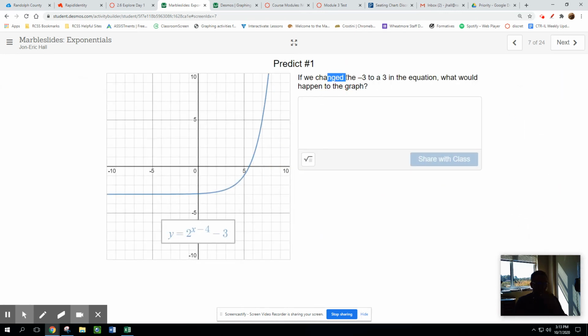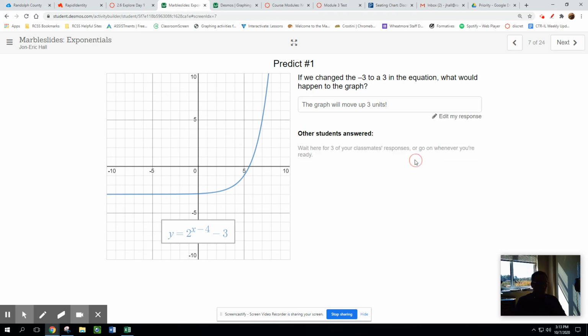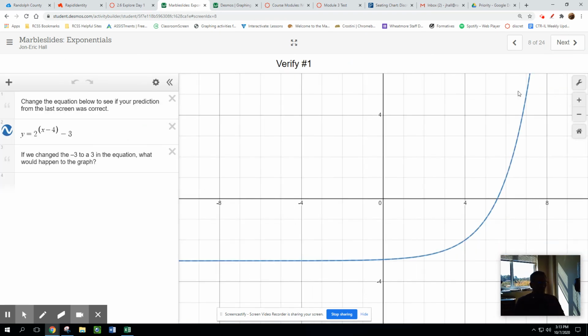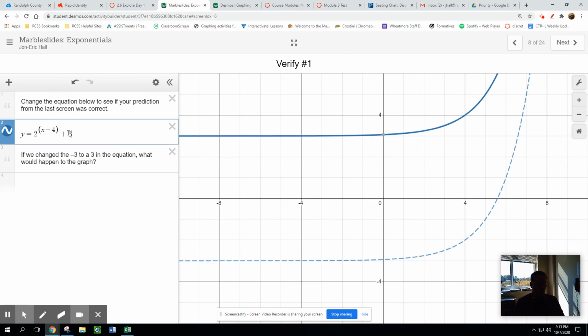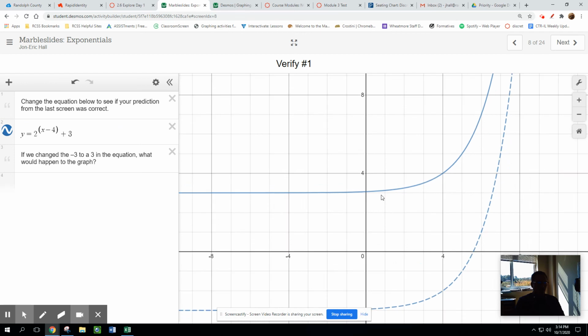If we change, and then we get to the predictions. So if we change the -3 to a 3 in the equation, what would happen to the graph? So if I change that -3 to 3, we're adding. So now the graph will move up 3 units. Share with that graph, share with you all, and you can figure that one out. I want you to continue, maybe verify this. So now I want you to make that a +3, and you can see where it was and now where it is.